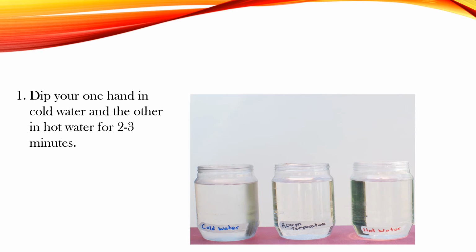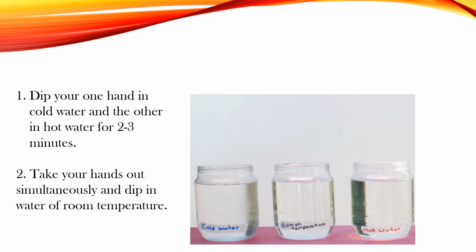So let's do a simple experiment. You have to take 3 beakers, and in the first beaker you take cold water, and in the other one hot water. And in the third beaker you mix both cold water and hot water. Now that water has become room temperature. You dip one hand in cold water and the other in hot water for 2-3 minutes. Take your hands out simultaneously and dip them in the beaker containing water at room temperature.